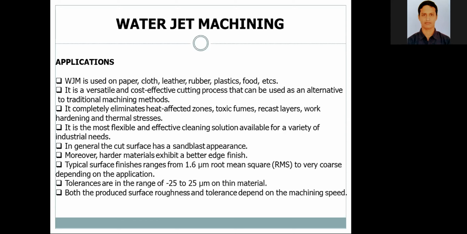Moreover, harder materials exhibit a better edge finish. Typical surface finishes range from 1.6 micrometer root mean square to very coarse depending on the application. Tolerances are in the range of minus 25 to plus 25 micrometer on thin material. Both the produced surface roughness and tolerance depend on the machining speed. We have to adjust the machining speed based on the water jet velocity available.